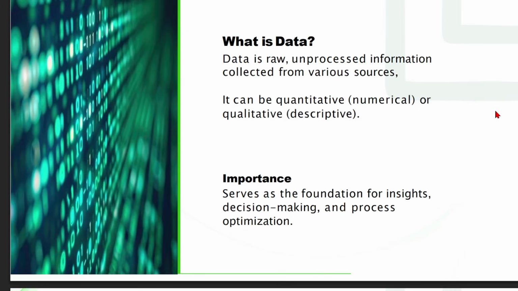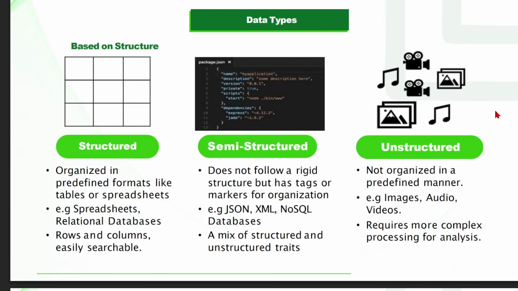So data is unprocessed information that can be collected from various sources. Like now, there are a lot of data on the internet, from social media, from databases, from the cloud, and so on. And if we look at the different data types, we have data based on the structure.